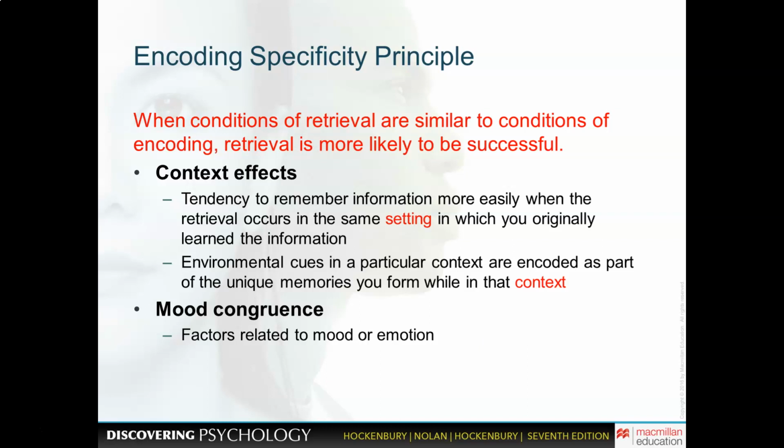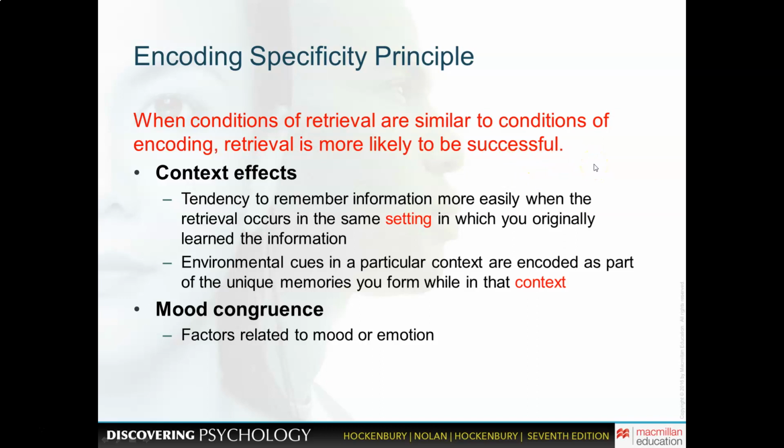Okay, now this is a term right here. Even though it sounds a little bit complicated, it's really not. Researchers use the term encoding specificity principle. All that refers to is basically when conditions of retrieval are similar to conditions of encoding. And so when that is true, then our retrieval is more likely to be successful.